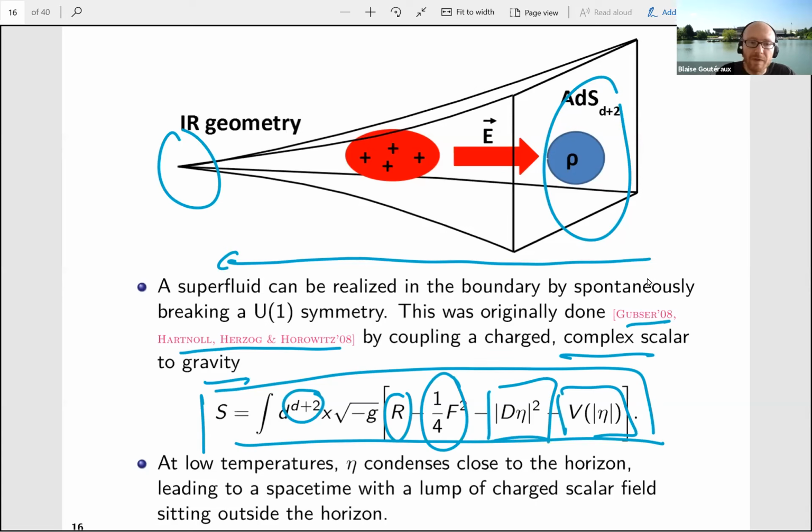Now, what these people found is that if you take the system to low enough temperature, then this scalar field eta wants to condense close to the horizon. So it forms this condensate, this charged condensate in the middle of the space-time. And now you have a qualitatively new solution, a new black hole solution that has a lump of charged scalar fields sitting outside the horizon, which is here. And here you have your condensate. And that system spontaneously breaks the U1 for pretty much the same reason that the quantum field theory of a complex scalar with a Mexican hat potential breaks the U1. This thing picks up a VEV, and that breaks the U1.